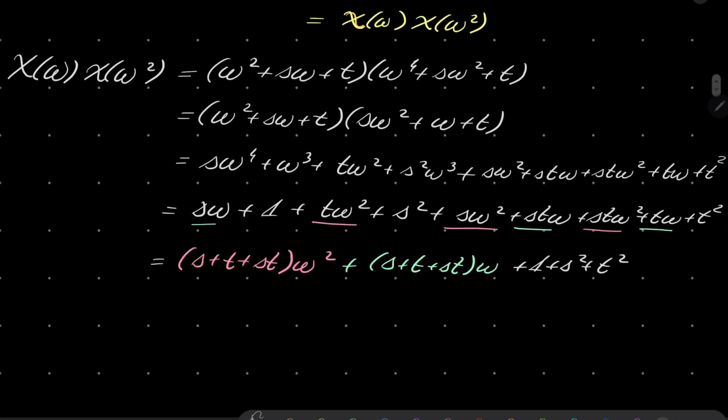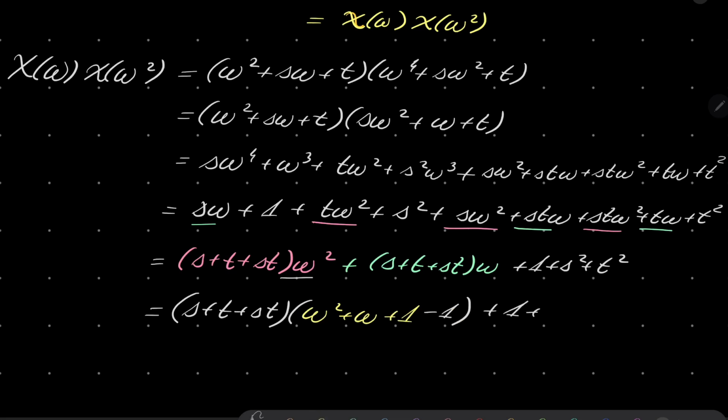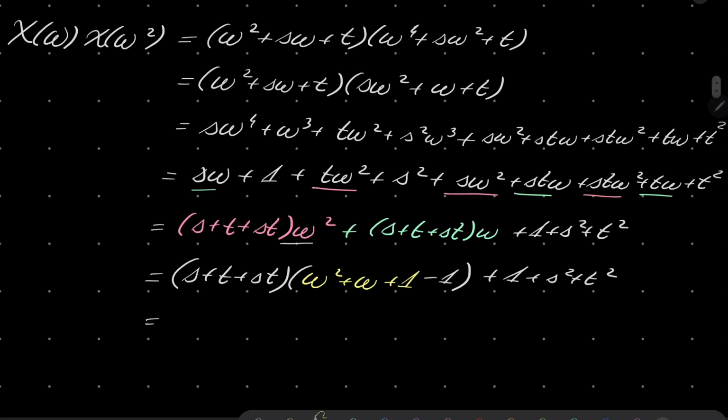Right. And now s plus t plus st can be factored out. And notice that I have omega squared plus omega. And I will do a trick. I will write omega squared plus omega plus 1 minus 1 plus 1 plus s squared plus t squared. And notice that what is omega squared plus omega plus 1? Well, it was demonstrated that it is 0. So we have rather 0. So we have what? Minus s minus t minus st plus 1 plus s squared plus t squared.